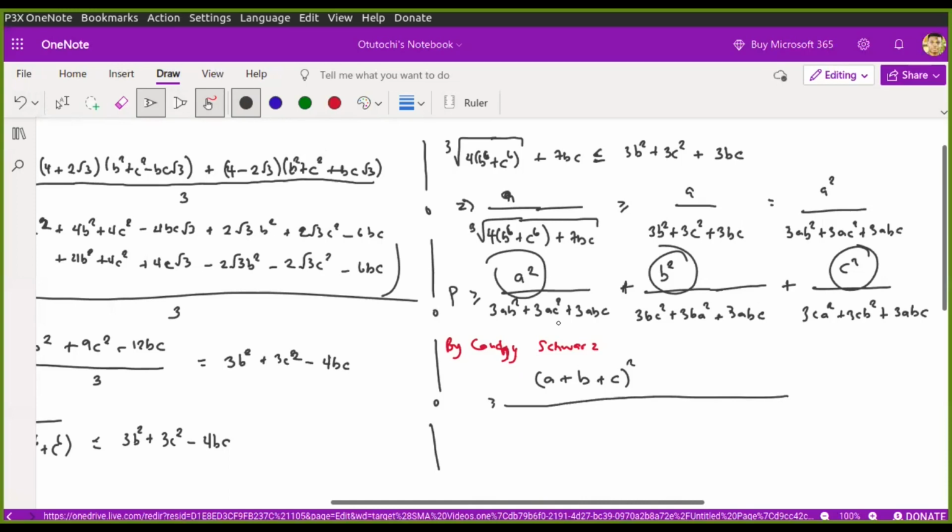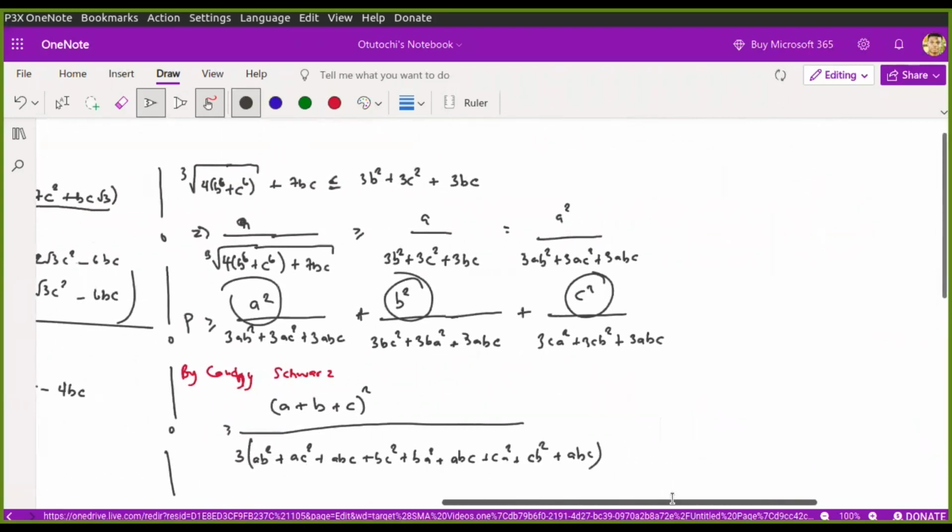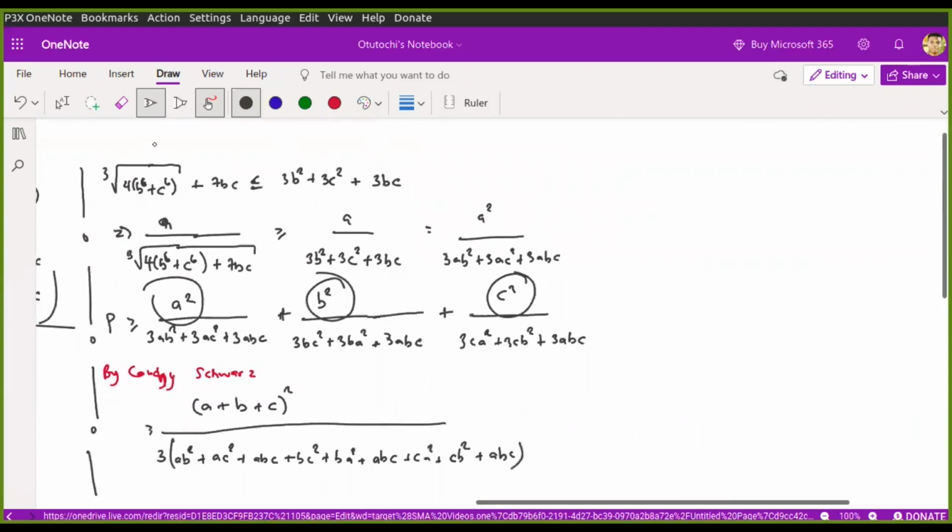So we can easily bring 3 out to give us 3 into brackets ab squared plus ac squared plus abc plus bc squared plus ba squared plus, okay, abc adds together, so let's just put plus abc plus ca squared plus cb squared and plus abc. So, another thing you may notice at this point is that that denominator is actually equal to a plus b plus c times ab plus bc plus ca.